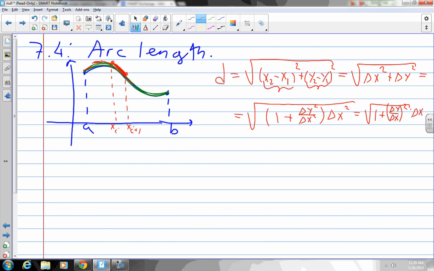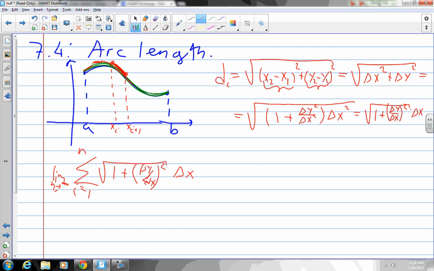So therefore, the total length, you'll just add them all together, from 1 to n, all those little expressions. So we get the sum of the square root of 1 plus delta y over delta x squared, with the delta x on the outside. But if you take the limit as n goes to infinity, your partitions get smaller, those line segments get smaller, the sigma becomes the integral.